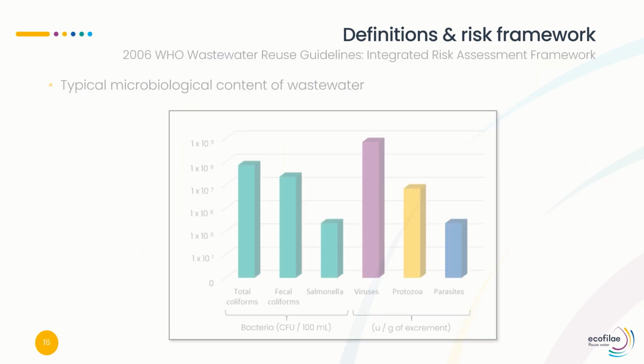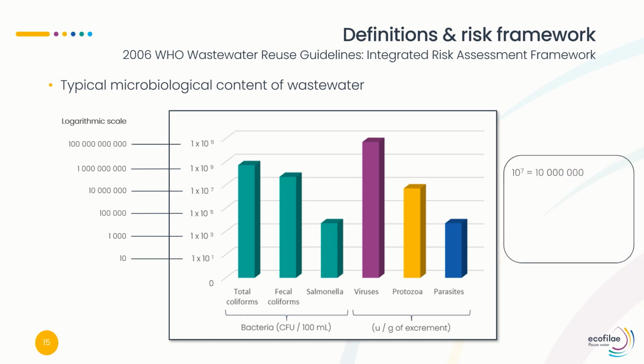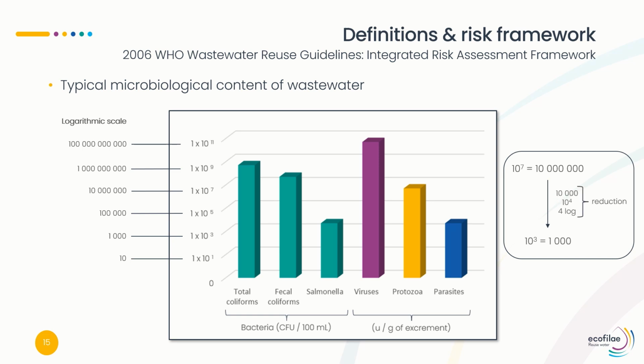If we look at a chart of the typical pathogen content of wastewater, the same values as we saw before, we can get an idea of how much treatment is necessary to achieve the desired concentration of less than 1,000 or 10 to the power 3 fecal coliforms per 100 milliliters. If we suppose that there are 10 to the power 7 or 10 million fecal coliforms per 100 milliliters in the wastewater entering the treatment plant, that means it's necessary to reduce the load by 10,000 or 10 to the power 4. Or we can say it's a 4 log reduction.